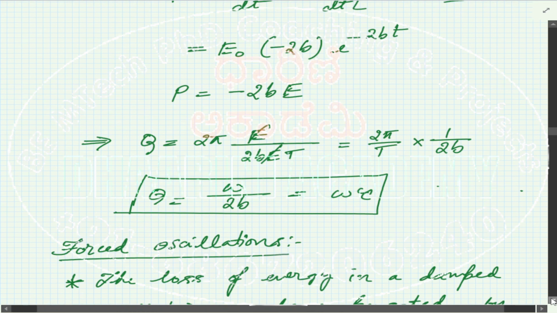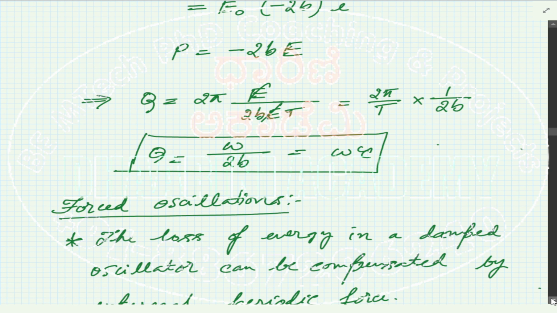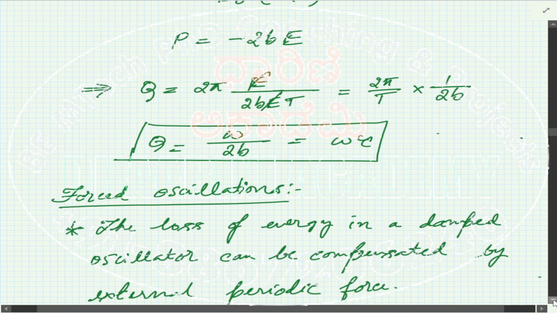So we can calculate the Q value now, that is 2π into capital E, divided by 2b into E into T. So E cancels, 2 and 2 also cancel, and the term is omega divided by 2b, because 2π by T is omega. I can actually substitute even in that way, which is also equal to omega times tau. Then we go for the third type of oscillations.